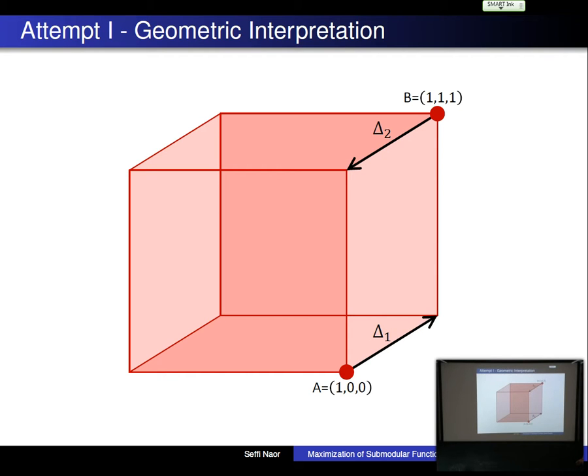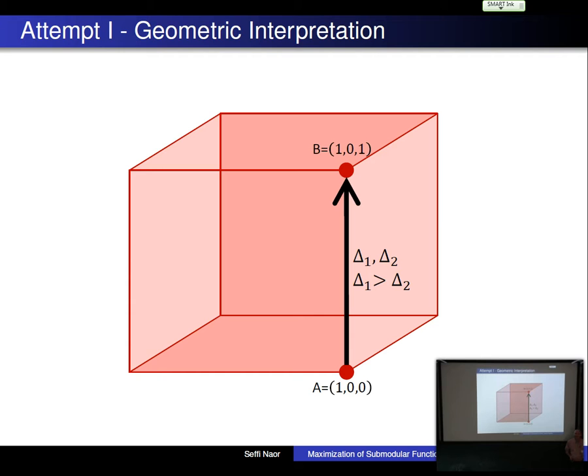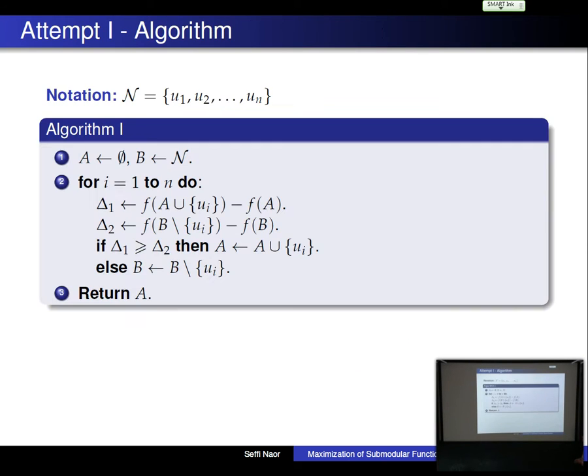Now I go to the second coordinate, and I do the same, compare delta 1 and delta 2. Let's say now delta 1 is the smaller one, so I'll move B. Now A and B agree on the first two coordinates. And now the third coordinate, again, delta 1 and delta 2. Let's say delta 1 is bigger than delta 2. So I'm going to move A. And now both of them agree on all three coordinates, and this is my output. So this is the algorithm.